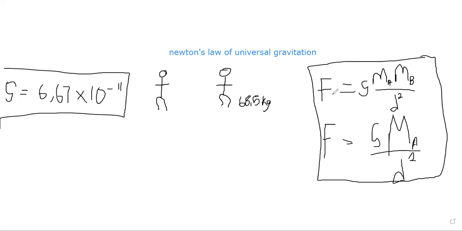When you have two objects, you're going to use this one. When you have one object, you're going to use this one below. So this is for two objects, and this is for one object. Is the weight 40 or 68.5? This is for me, I weigh that much, and this is you. So calculate the force between us.